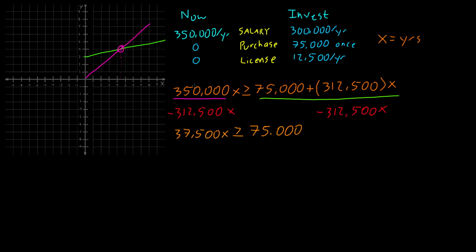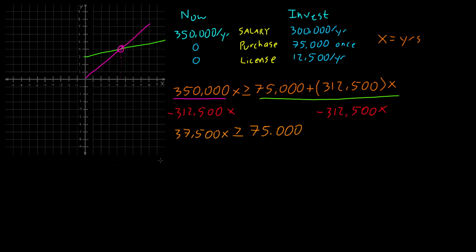is you're saving $37,500 per year in salary, right? So this is $37,500 in salary per year that you're saving, and at what point is that amount, in how many years will that be greater than, and how long will your savings in salary be greater than that $75,000 upfront investment, right?